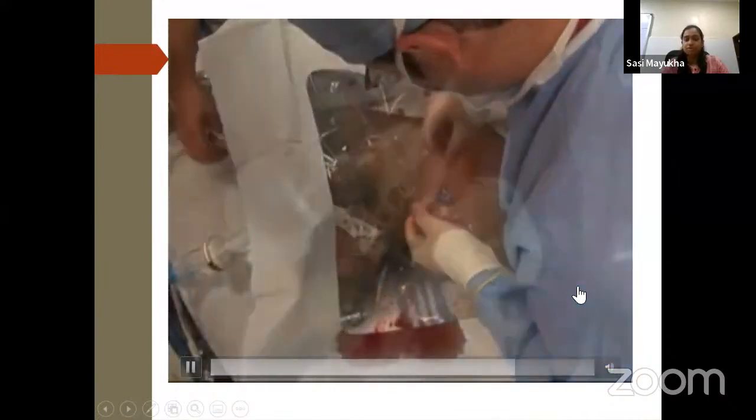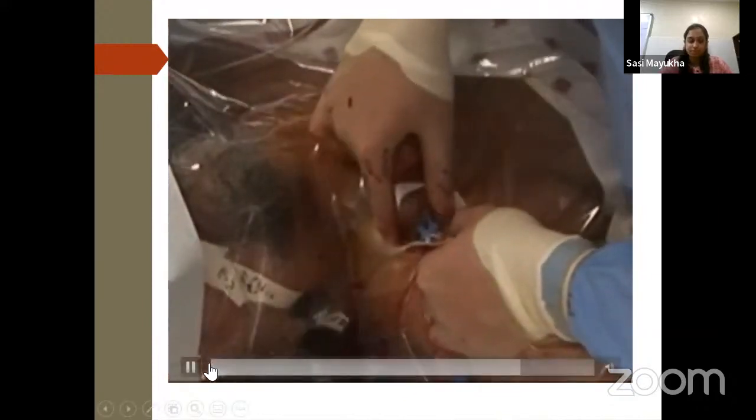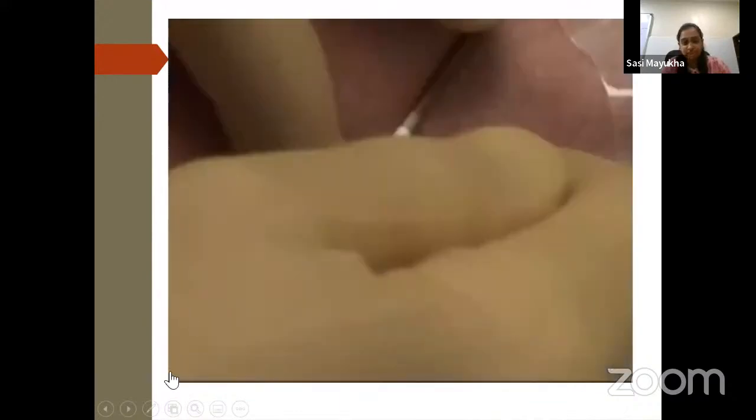Place caps on the hubs and secure the line in place. Apply a sterile dressing before removing the drain. So here you can see how he placed the sterile dressing, which I was telling you earlier.